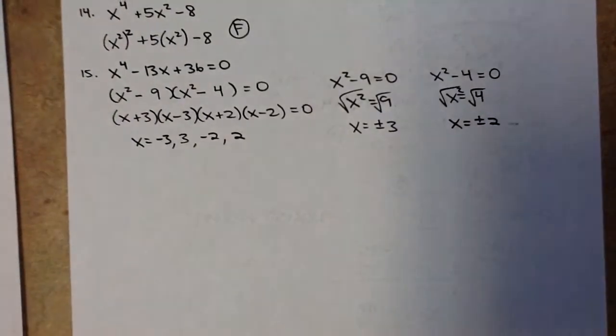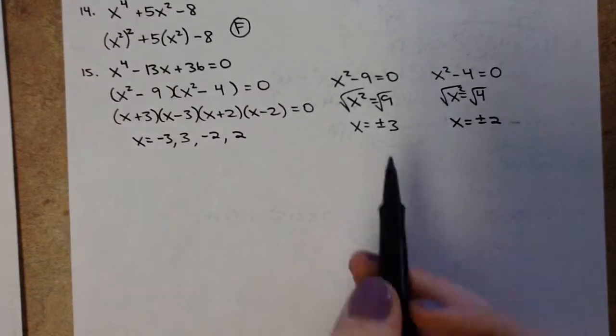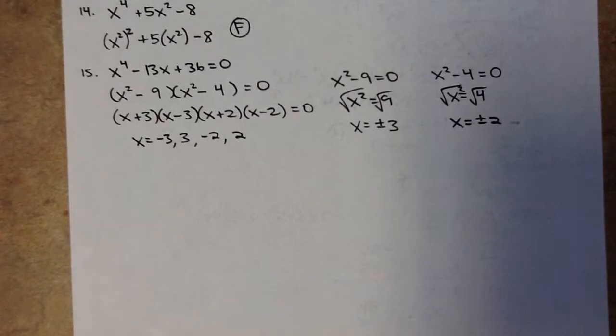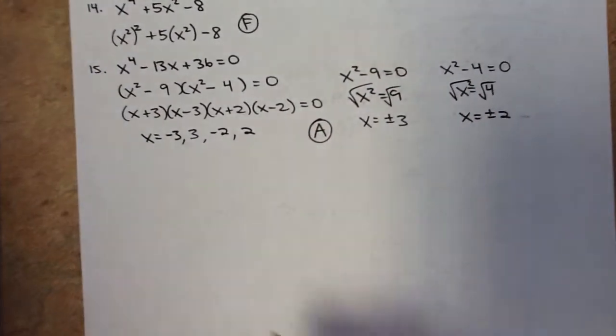So one's not really shorter than the other necessarily. It's, I guess, kind of whatever your preference is. If you're prone to forgetting your plus or minus, you might want to do it this way. If you're really good at doing all this, the factoring and the square rooting, you might want to do it this way. But either way, you end up with the same 4 answers, and those 4 answers are letter A.